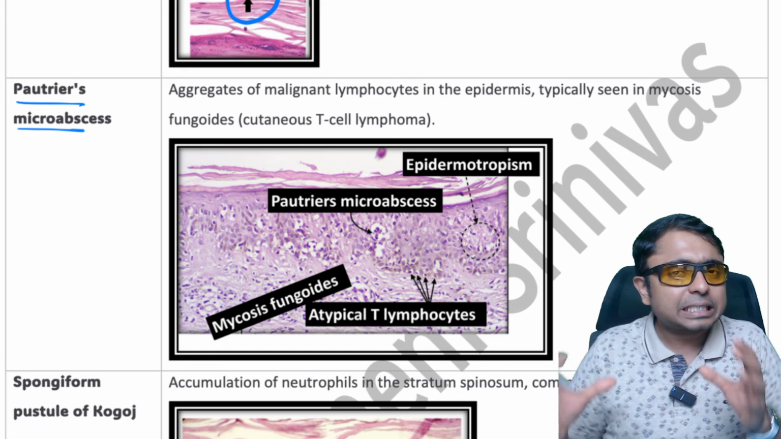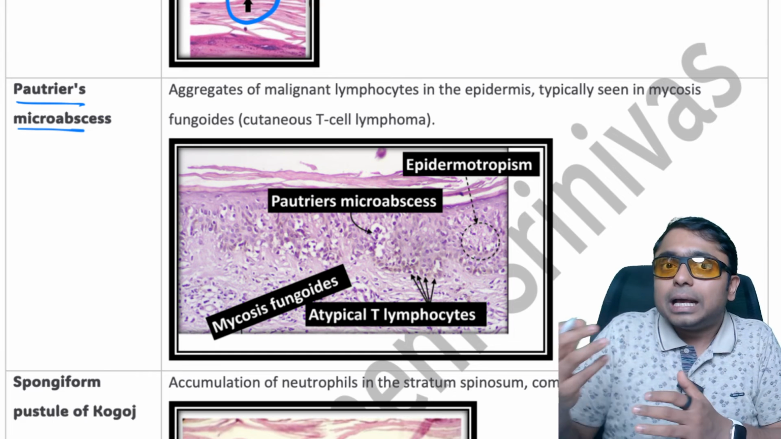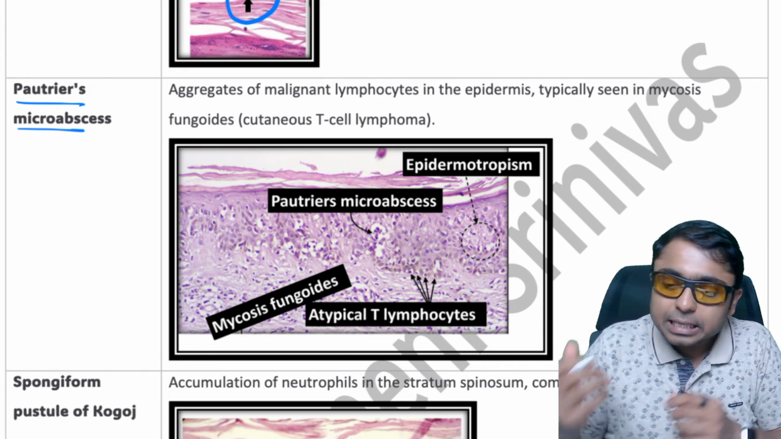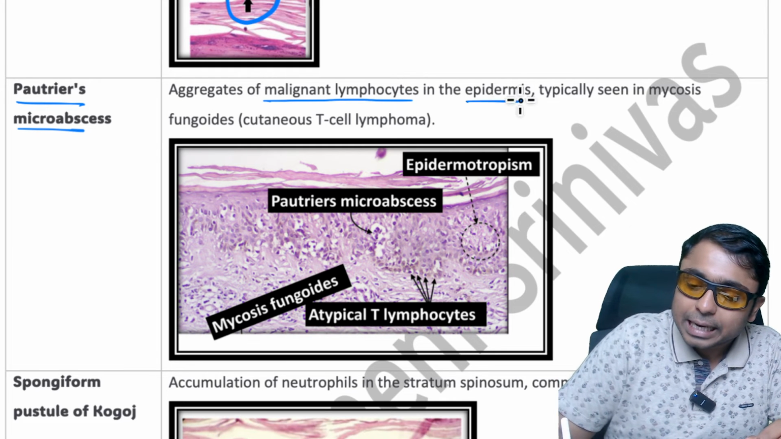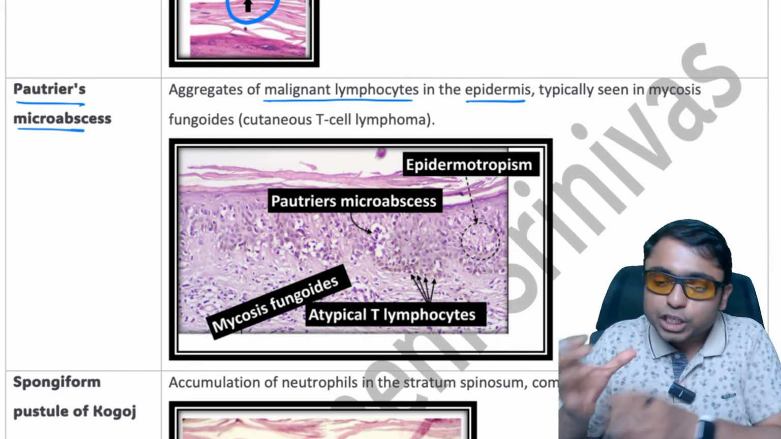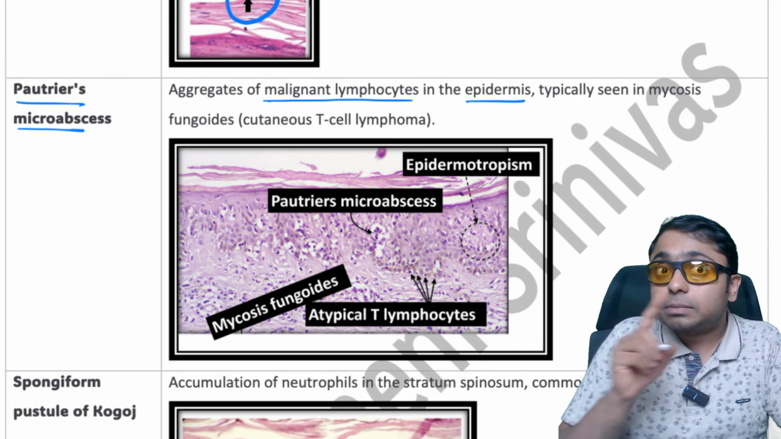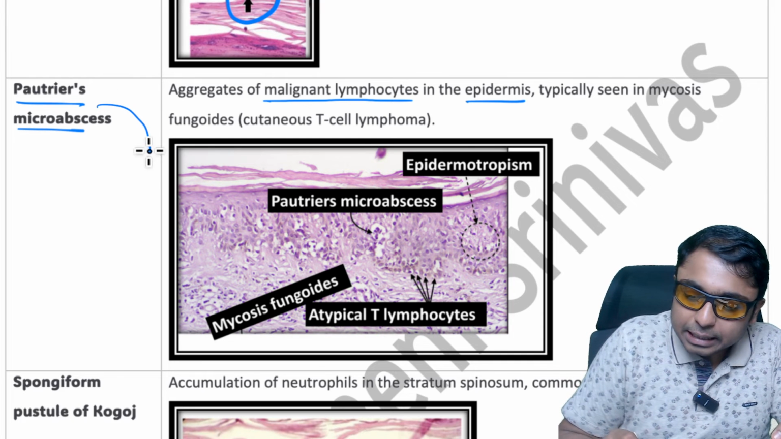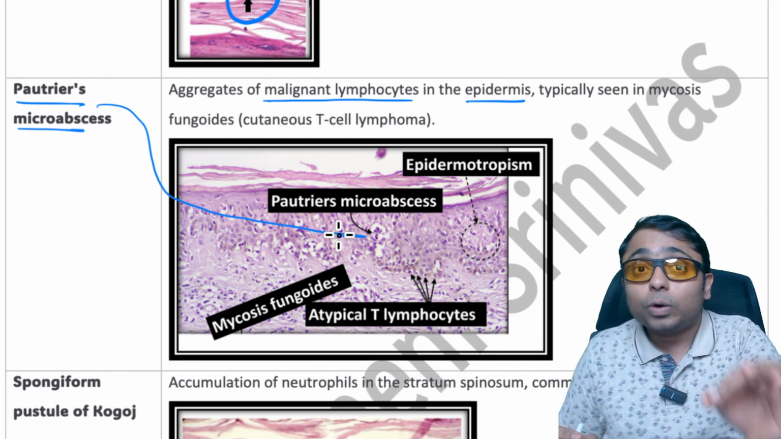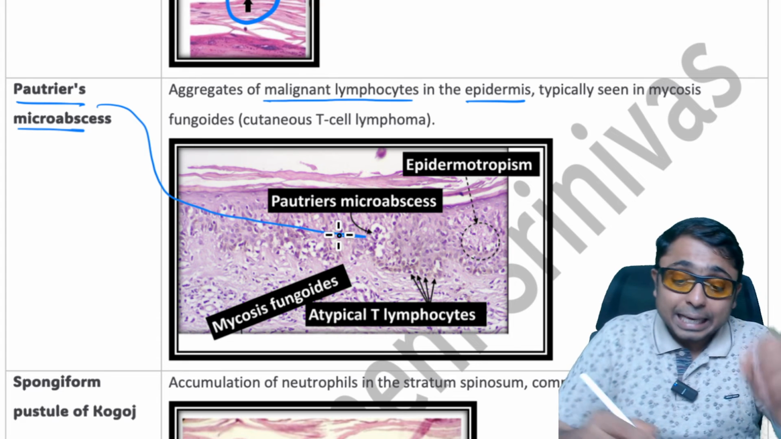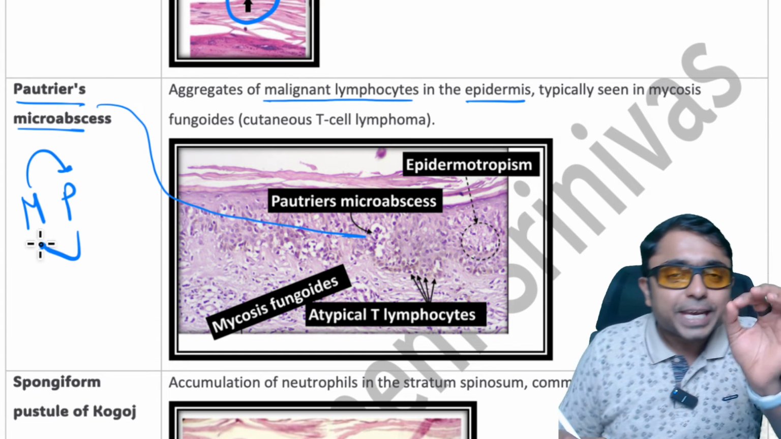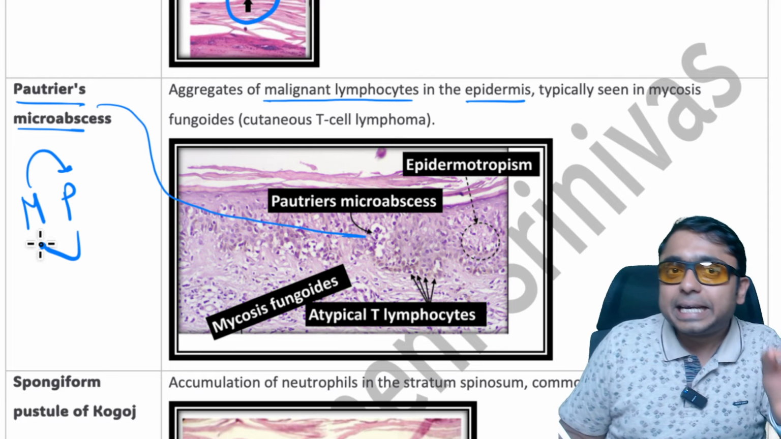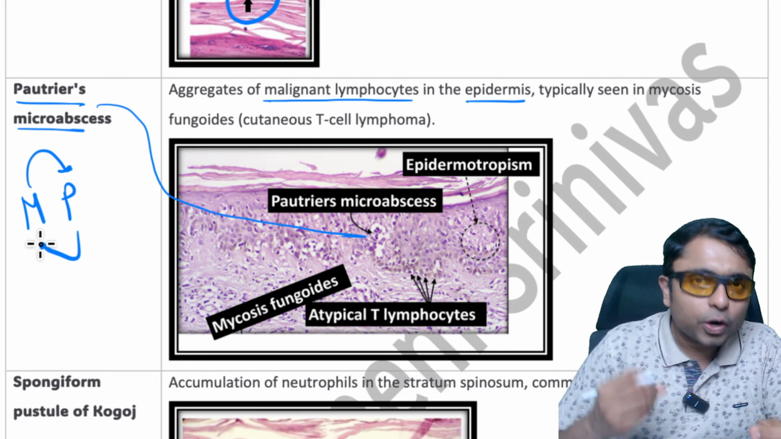So next is Pautrier's microabscess. We have already discussed this in epidermotropism. In mycosis fungoides, a cutaneous T-cell lymphoma, there are malignant atypical lymphocytes present in the epidermis, and this collection we call Pautrier's microabscess. As you can see here, this is the Pautrier's microabscess. And one more important point to remember is this: M P. So M is there in P and P is there in M. What does this mean?